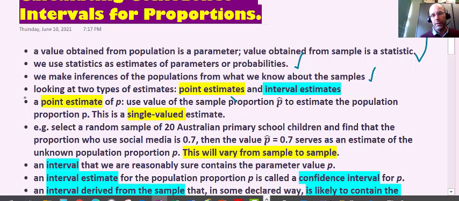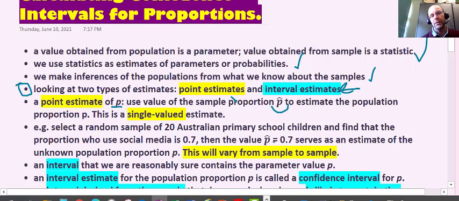And the new stuff is here. We're looking at two types of estimates: point estimates and, mainly, interval estimates. A point estimate of p, the population parameter, uses the value of one sample proportion to estimate the population proportion. That's a single valued estimate, and they're fairly simple, but they're a bit risky sometimes too.